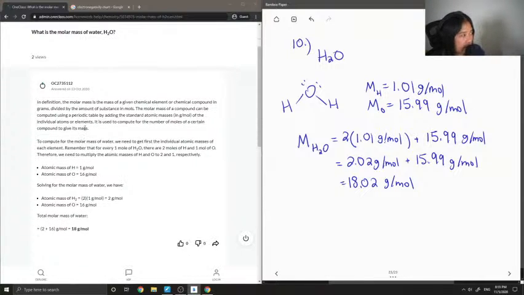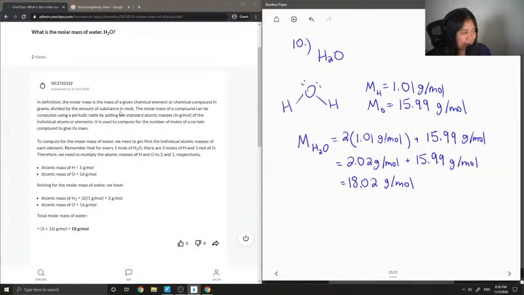In definition, the molar mass is the mass of a given chemical element or chemical compound in grams, divided by the amount of substance in moles. The molar mass of a compound can be computed using a periodic table by adding the standard atomic masses in grams per mole of the individual atoms or elements. It is used to compute for the number of moles of a certain compound to give its mass.